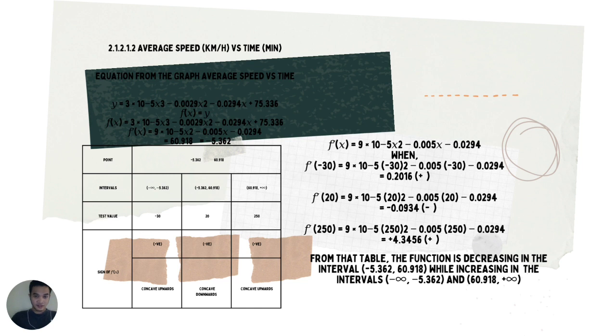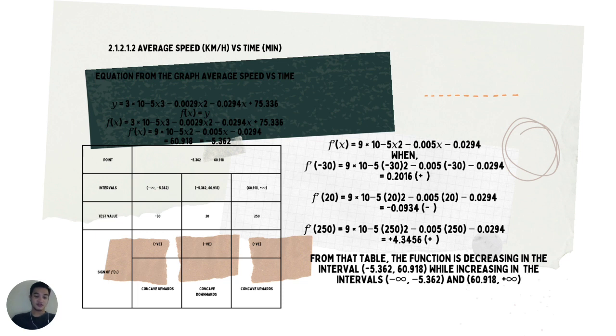So it says that f prime x is equal to 9 times 10 to the power of negative 5 x squared minus 0.005 x minus 0.00294. So we use that equation and substitute the test values that we already obtained. After we substitute, for the first one we get positive 0.2016. For the second one we get negative 0.0934.